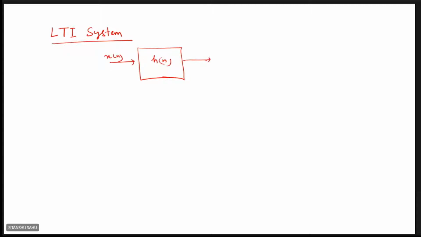So how can I write the output of a system? Can someone tell me? LTI system, right? Is it visible what I'm writing? Yes. Right. So what is the output of an LTI system? Sir, input x of n convolution its impulse response. Yeah, it is h of n, and you are giving x of n, and you are getting y of n, right? That is x of n convolution with h of n, right?